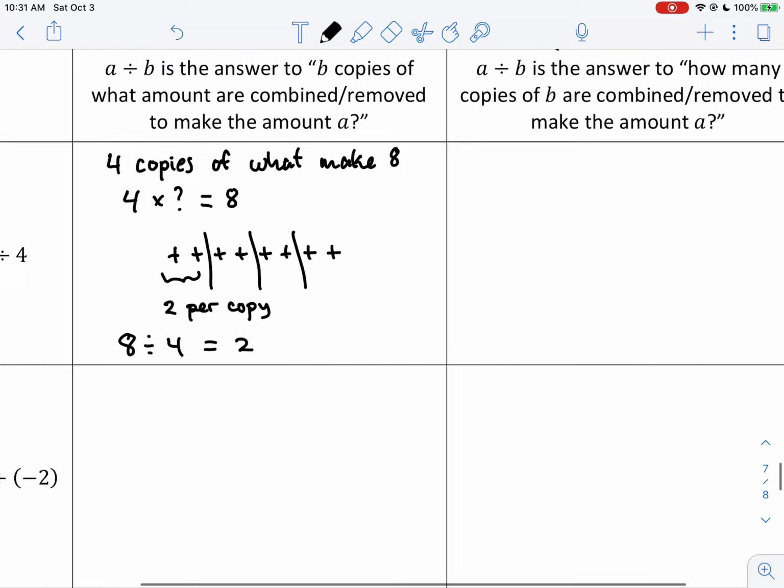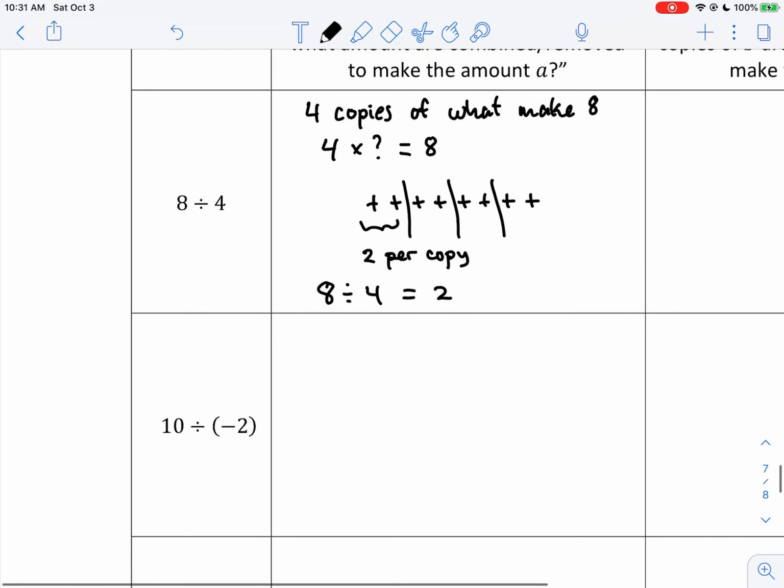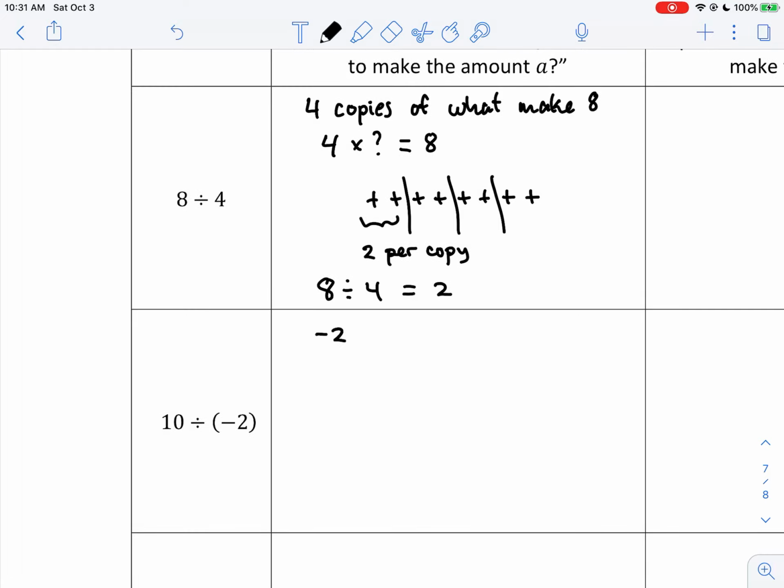Okay, so let's continue. Let's do everything with partitive first, and then we'll do the second meaning for division. And let's involve some negatives. This next one is saying, okay, negative 2 copies of what make 10? So negative 2 times what will make 10? Well, remember that negative 2 means you're removing. If you start with 0, and we want to remove 2 copies of something, if we remove positives, we're going to be left with negatives. In order to produce a positive 10, I can't remove positives, I have to remove negatives. So it's the negatives here that need to be removed.